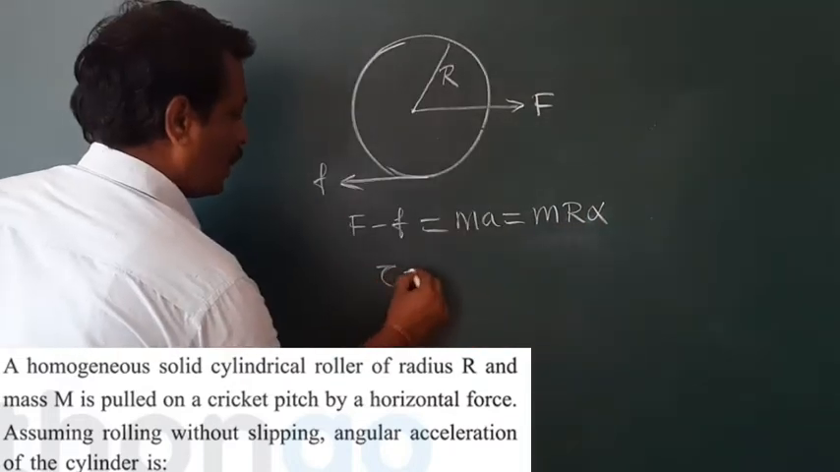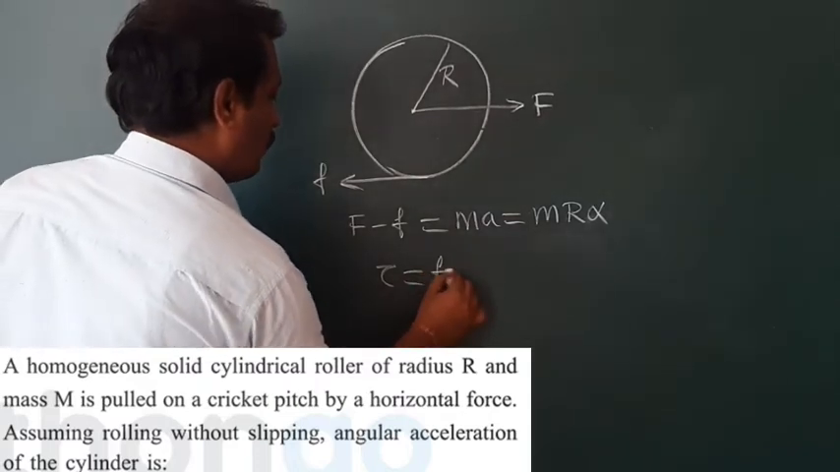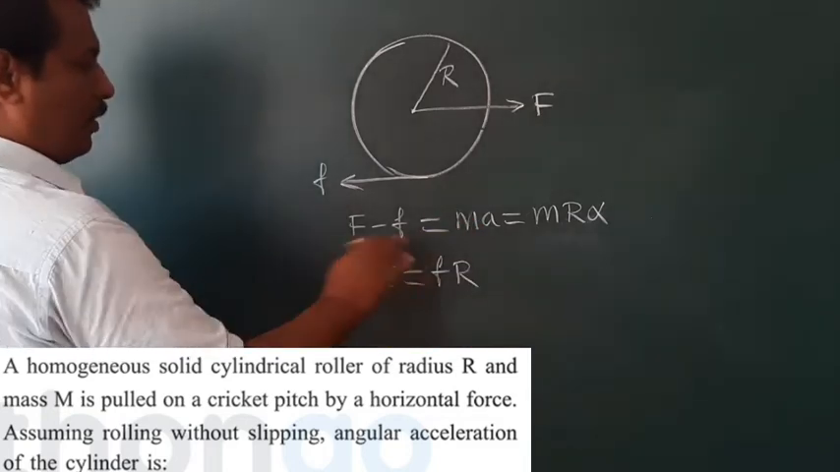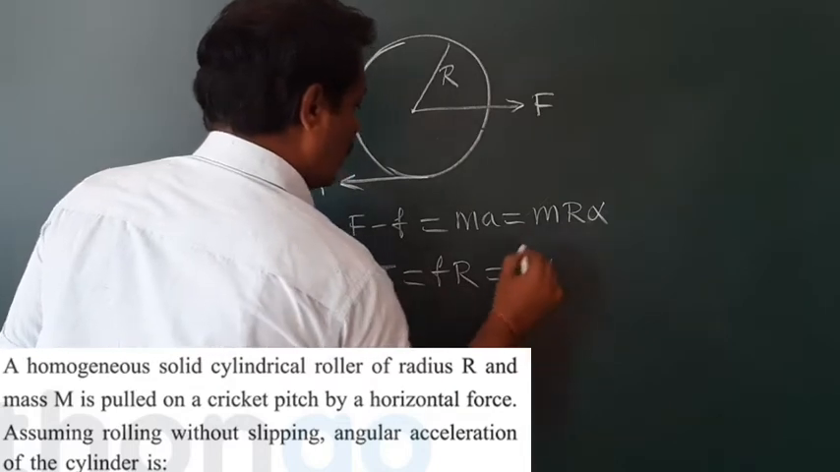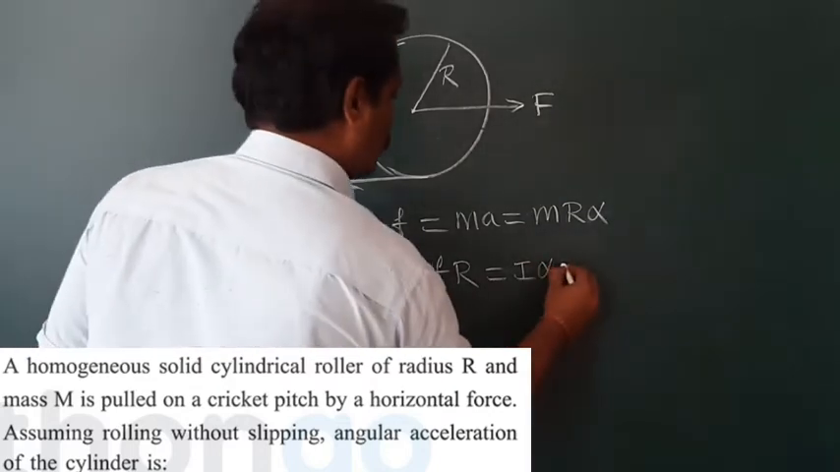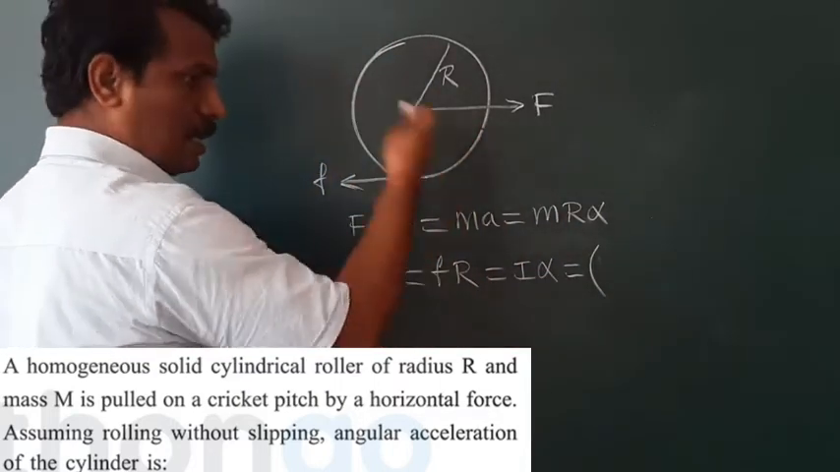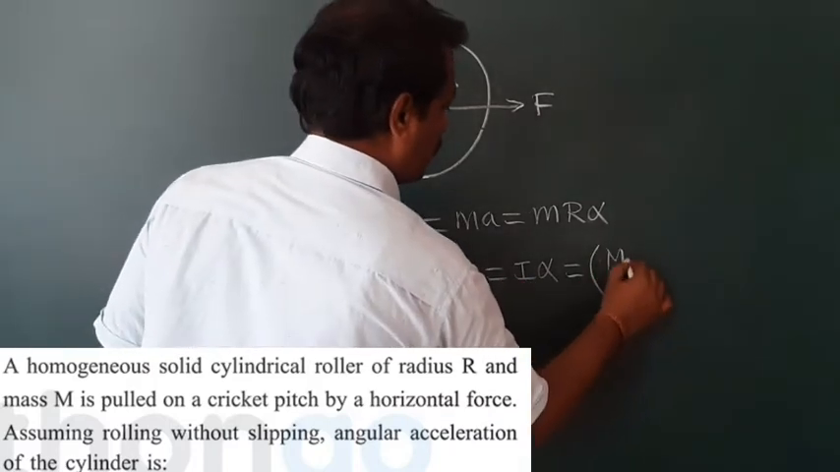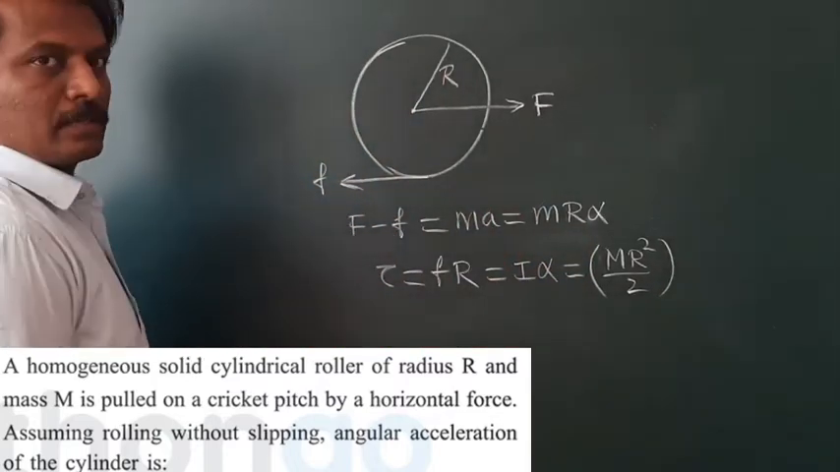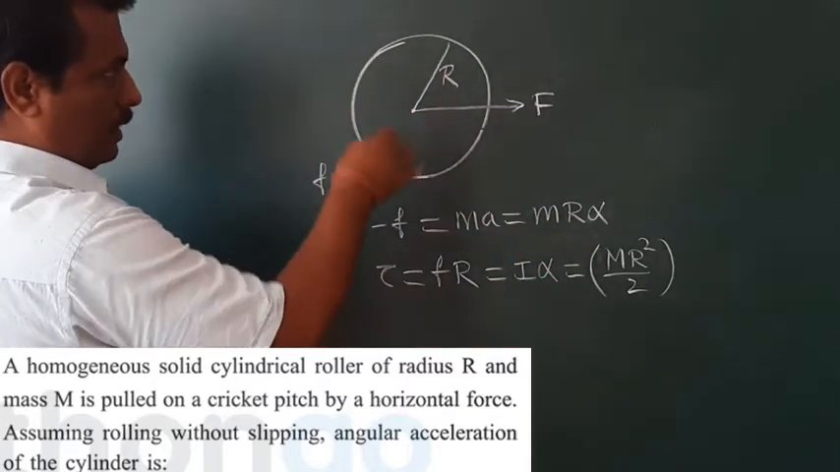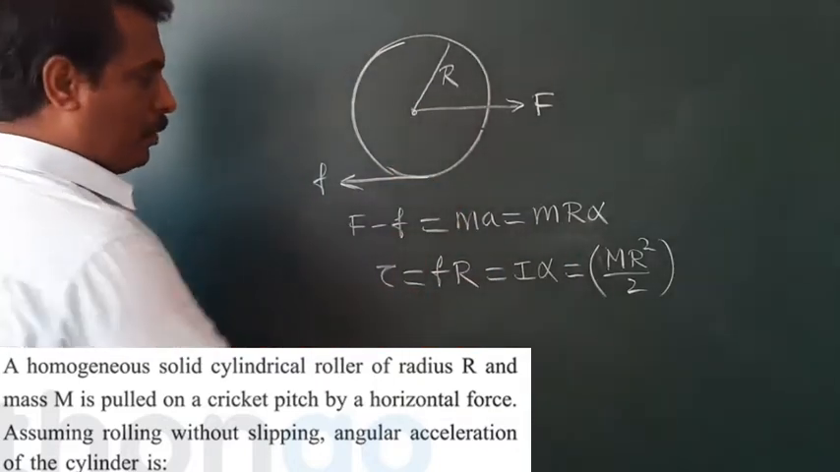The torque acting on the roller can be written as F into R, or R into F. This is the torque. Or you can also write it as I into alpha. That is equal to I. For the circular disc, I is given by mr square by 2. That is, moment of inertia is mr square by 2. For a solid cylinder about the center, the moment of inertia is mr square by 2.